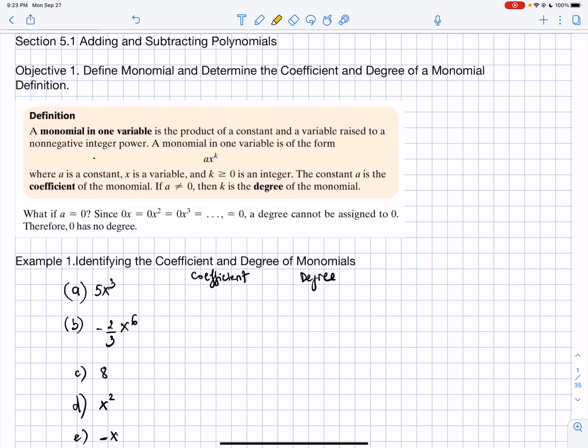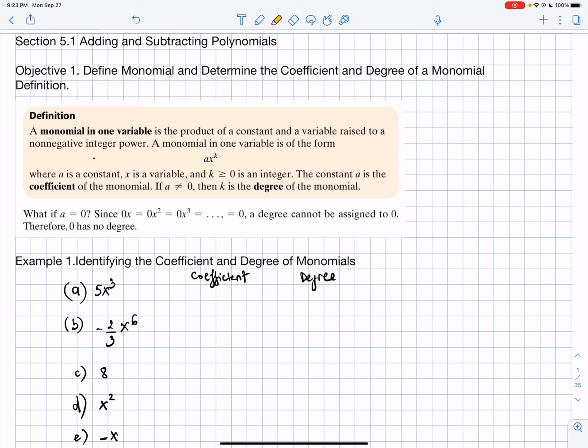Section 5.1 Adding and subtracting polynomials. Objective number 1. We want to define the monomial and determine the coefficient and degree of a monomial.